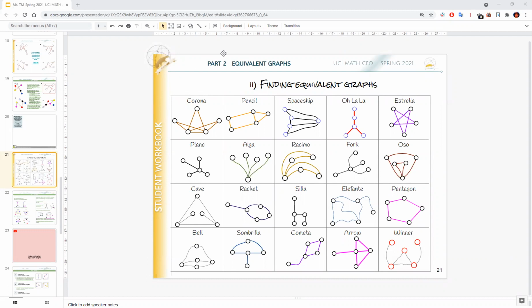So those graphs are equivalent. That means they have exactly the same structure. So the same lines and points in exactly the same configuration. It is not enough that they have the same number of points and the same number of lines. Let's start with an example.